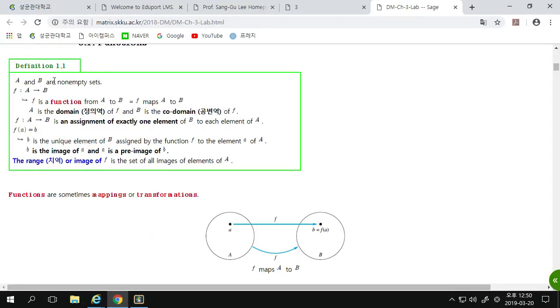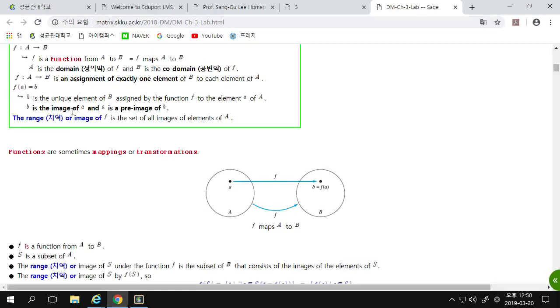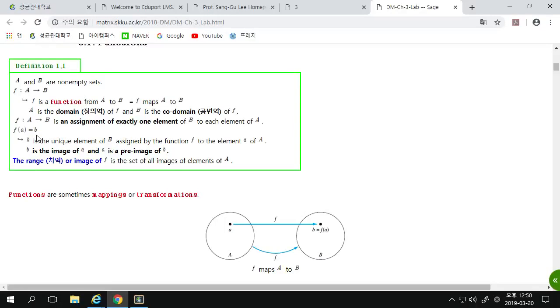Let A and B be non-empty sets, and f sends an object in A to an object in B. Then we call A the domain, B the codomain, and f an assignment of exactly one element of B to each element of A, which can be written as f(a) = b. Then we call f a function from A to B.